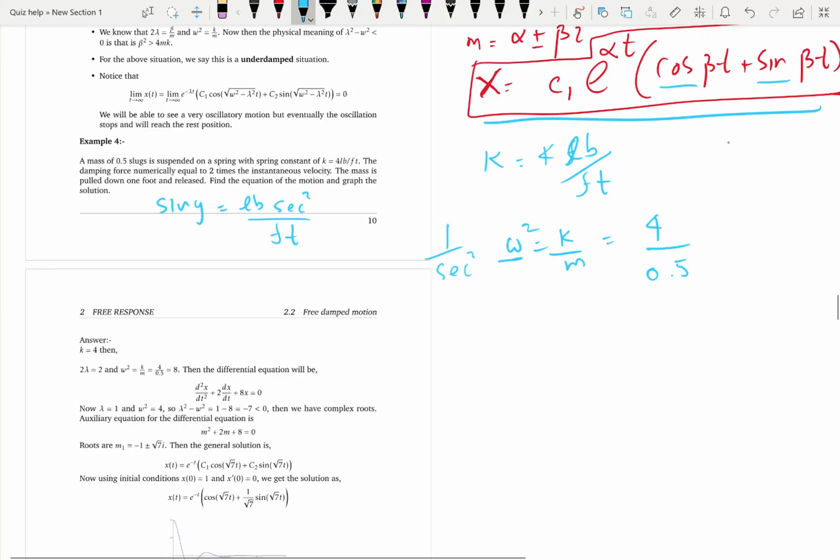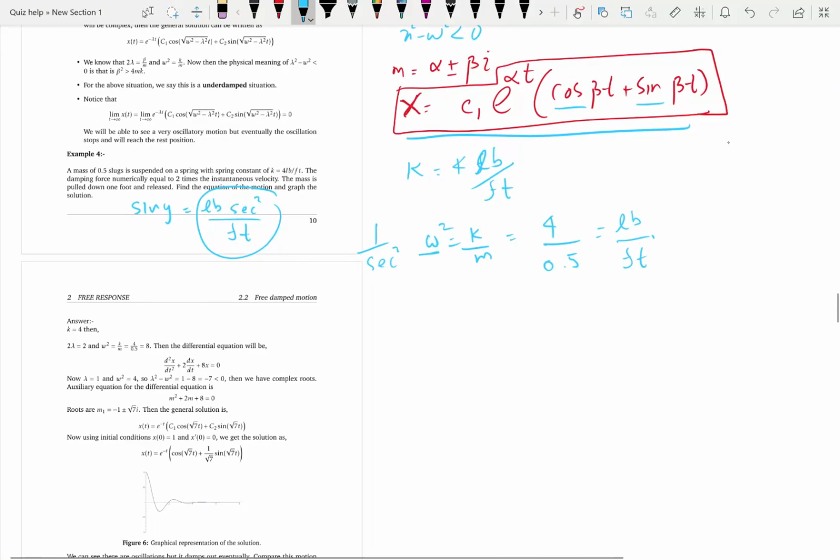So 4 is actually pounds over feet and 0.5 is slug. So 1 over slug means you have to take the reciprocal of this, so feet over lb second square. So lb cancels out, feet cancels out. So in fact, w square is still 1 over second square when we use slug. So 4 over 0.5 is actually 8. So w square is 8.